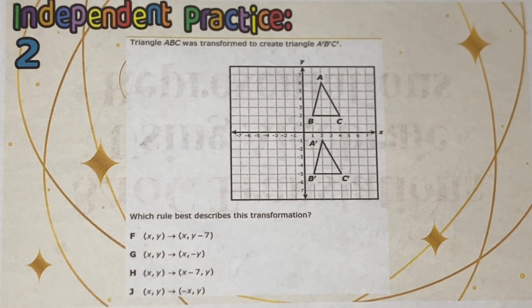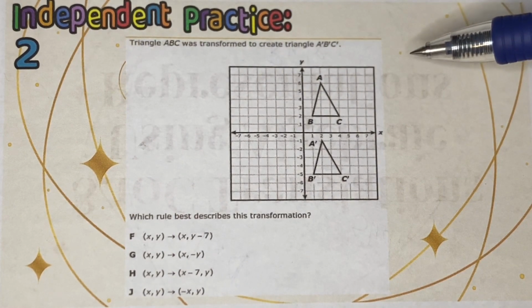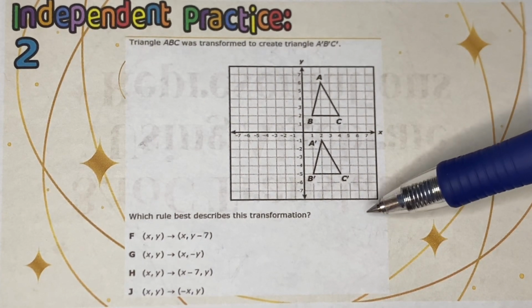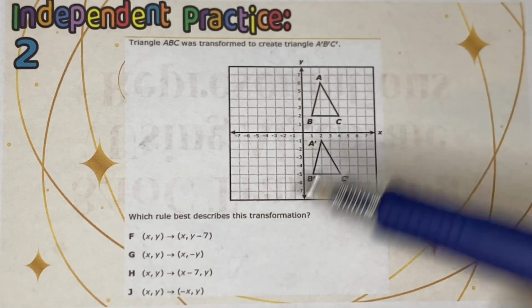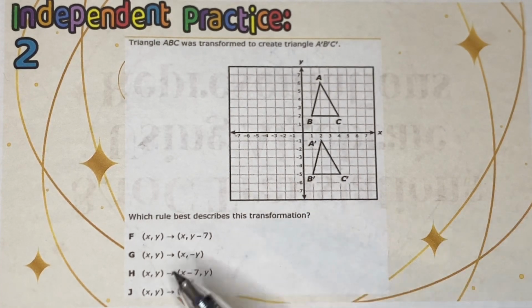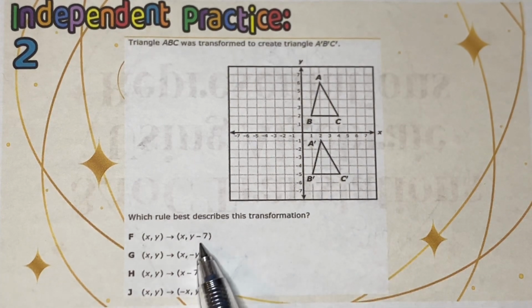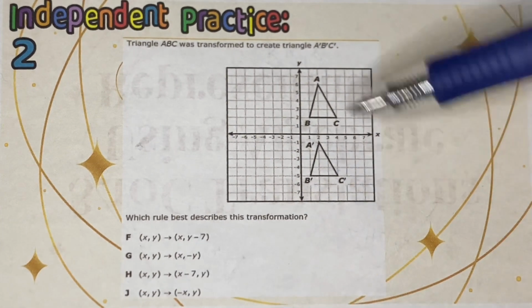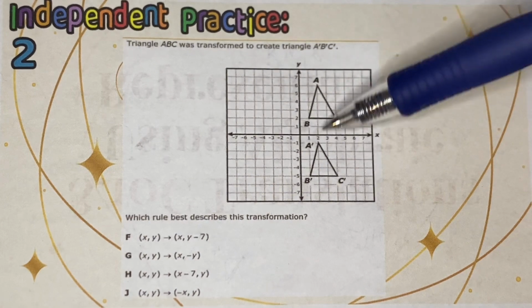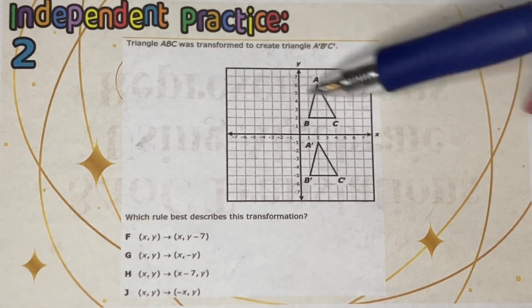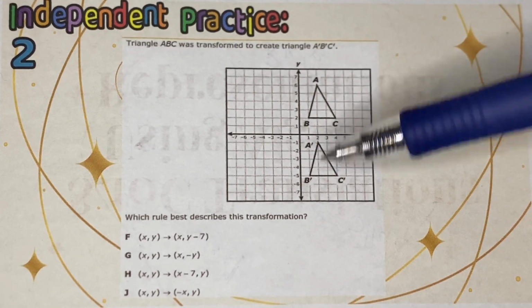It says triangle ABC was transformed to create triangle A prime, B prime, C prime. Which rule best describes this transformation? Okay, so here you can see all the different rules. Here they're saying x does not move at all, so it didn't move left or right. And here it moved down 7 spots. So you check here. You went from A to A prime. It looks like it did move down. I don't think it moved left or right, so you want to check if it moved down 7.